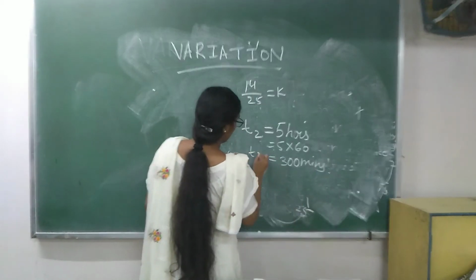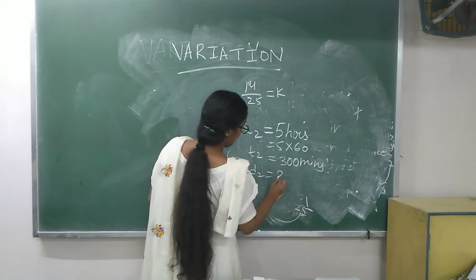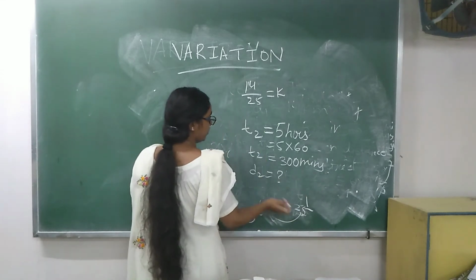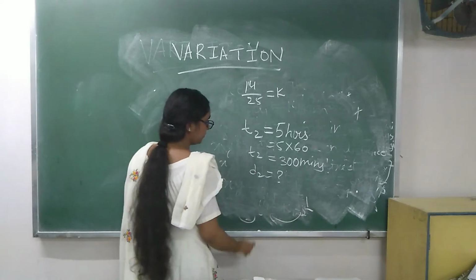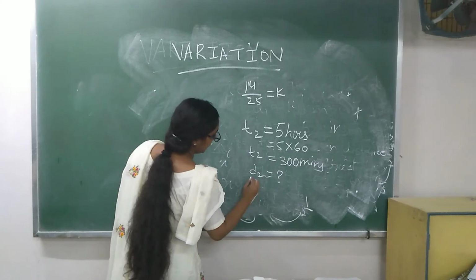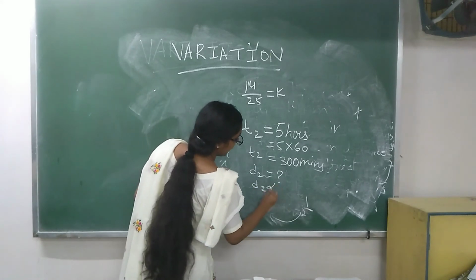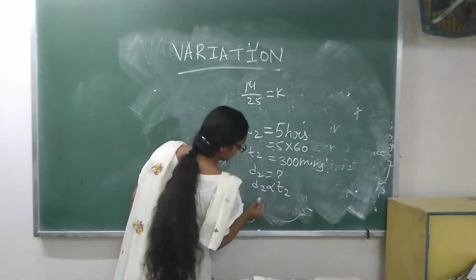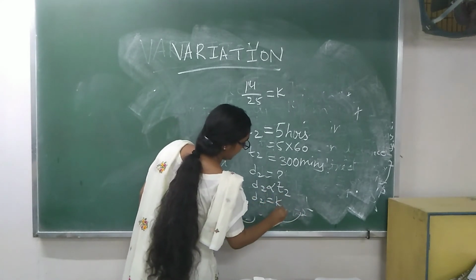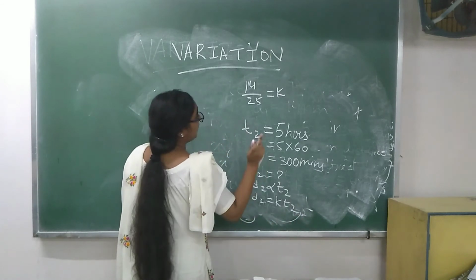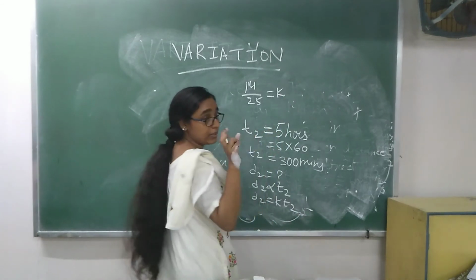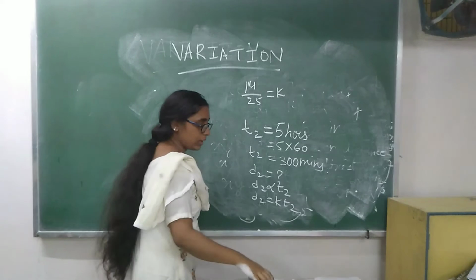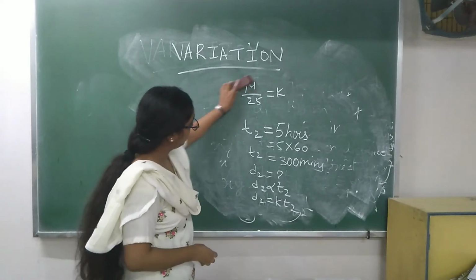Now d2 you don't know, means this distance you don't know. So what will you do? You will again write d2 is directly proportional to t2. Why? Because if distance increases, time will also increase. Again d2 equals k t2. Wherever you are writing k, please write variation constant. I am not writing it because I told you already.